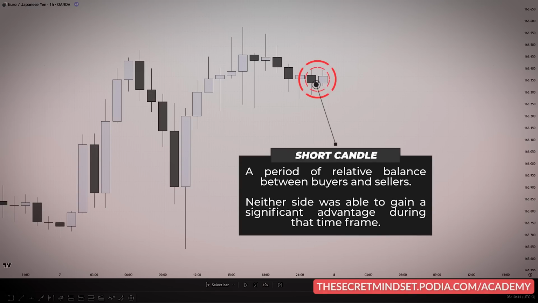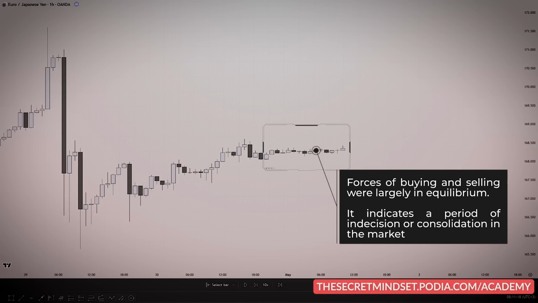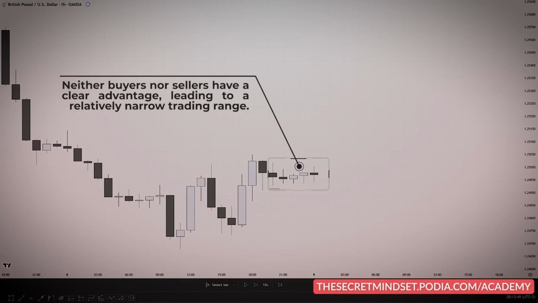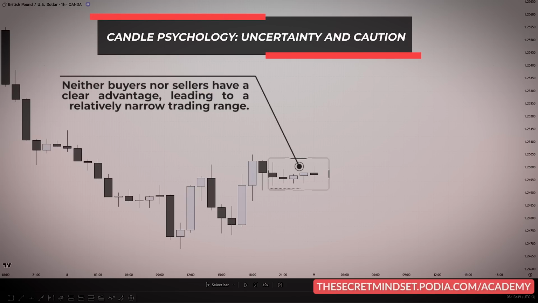The small size of the candle body indicates that neither side was able to gain a significant advantage during that time frame. From a supply and demand perspective, a short candlestick suggests that the forces of buying and selling were largely in equilibrium. This type of candle often indicates a period of indecision or consolidation in the market. Neither buyers nor sellers have a clear advantage, leading to a relatively narrow trading range. The psychology here is one of uncertainty and caution from both sides of the market.